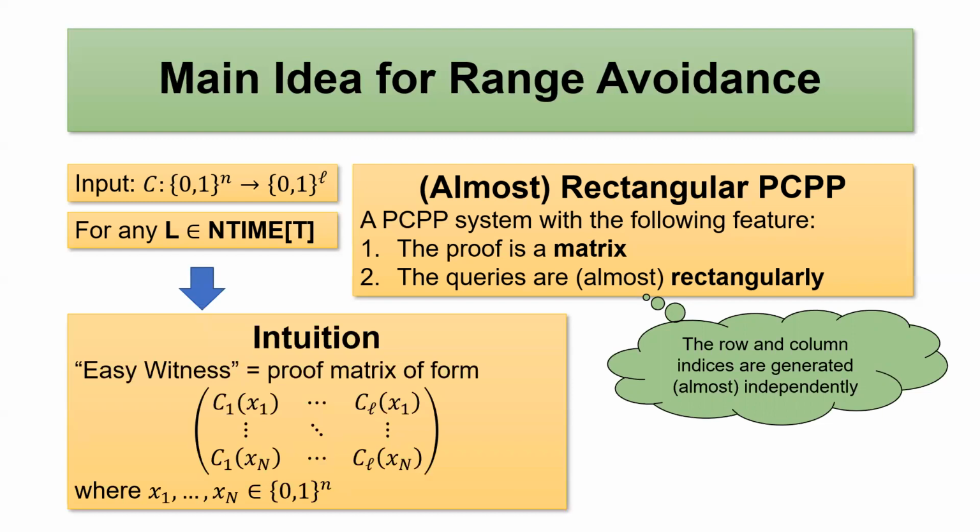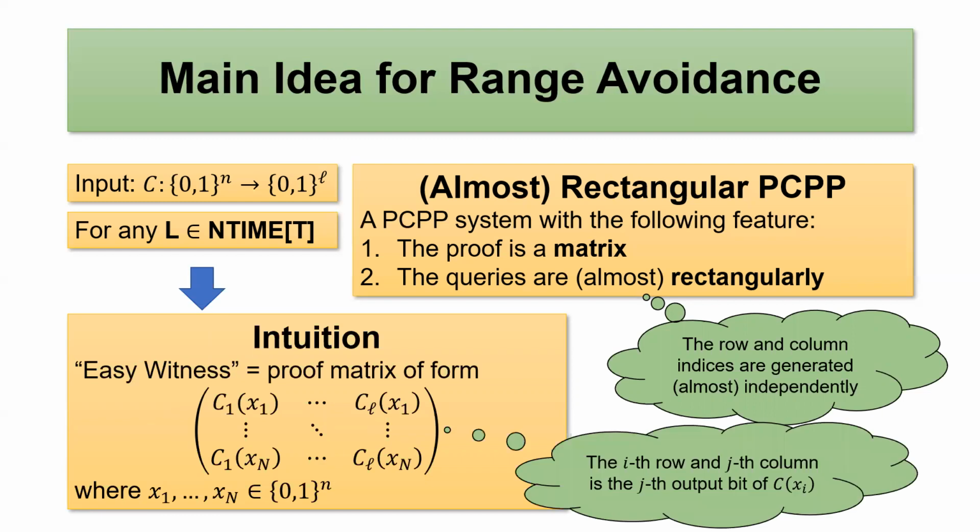We define a proof to be an easy witness if it is of such a form here. The ith row corresponds to some string x_i, and the jth column corresponds to c_j, which is the jth output bit of the circuit C. So the ijth entry is the jth output bit of C of x_i. The intuition for defining easy witness here is that if we find a witness that is not easy, then one of its rows must be a non-output of the circuit C.